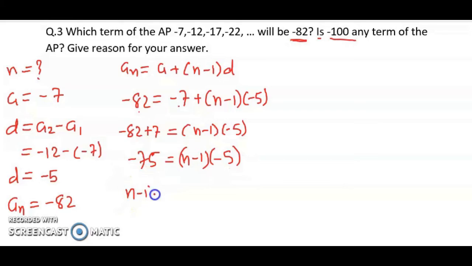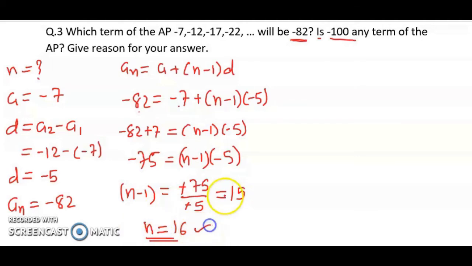So we get n minus 1 equal to minus 75 divided by minus 5. So minus minus cancel out. 75 divided by 5, that will be 15. So we get n equal to 16. It means the 16th term of this given arithmetic progression will be minus 82. This is the answer of the first part of the question.